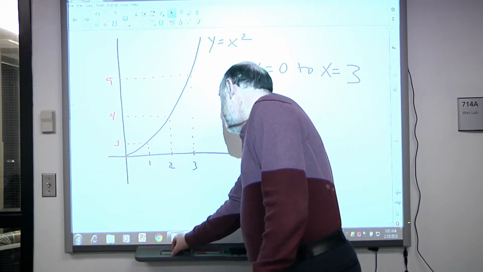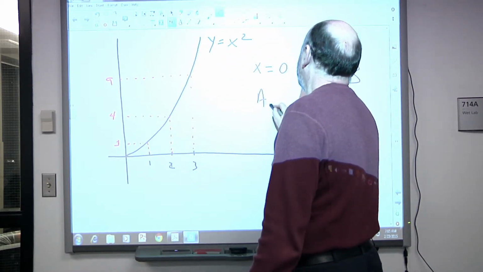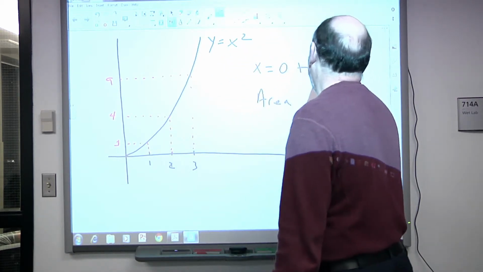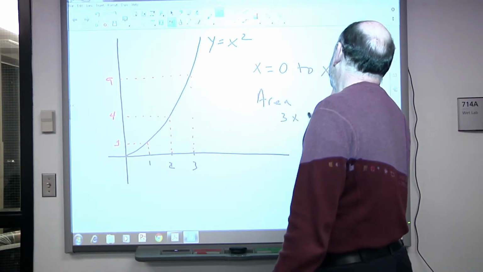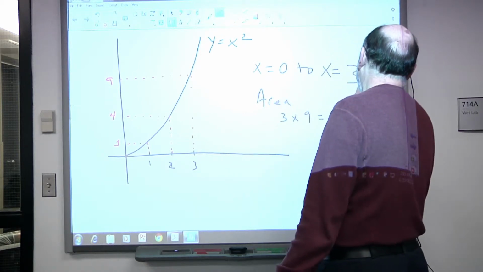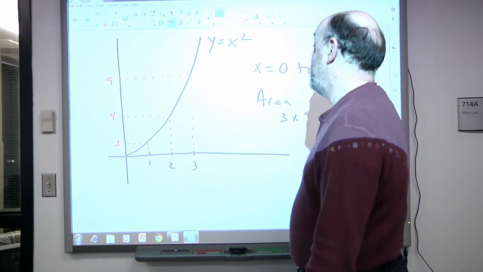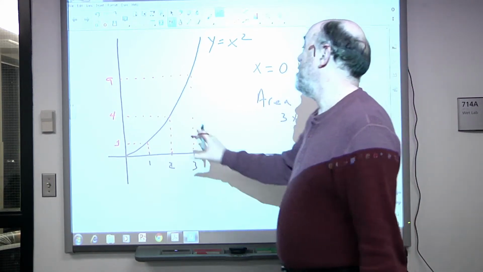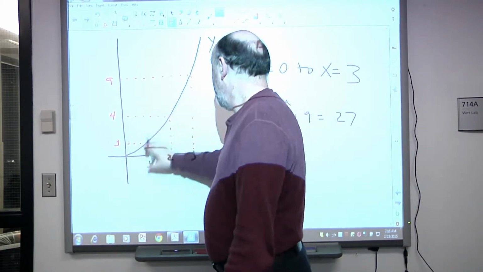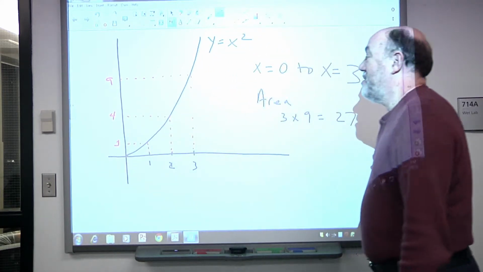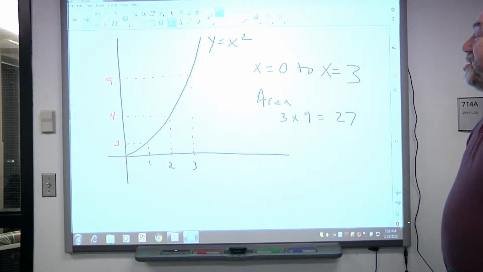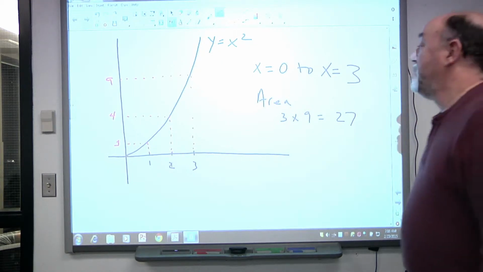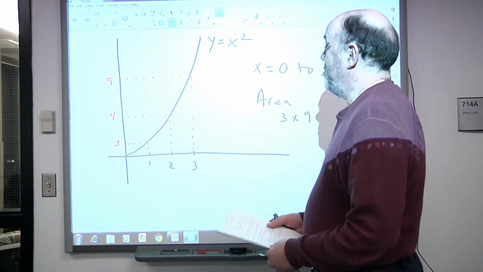So my first guess is that the area is going to be given by 3 times 9, which will be 27. And obviously that is not going to be a very good answer, because 27 includes a whole lot of stuff that really is not under my curve, right? So what happens if I try to do this a little better?